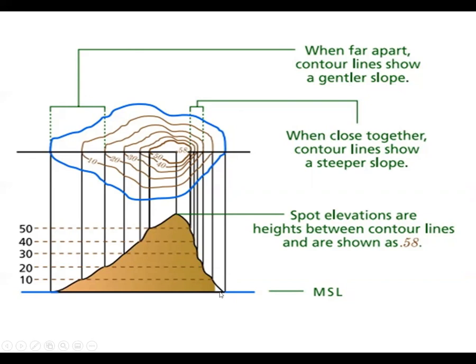Without seeing this, I know that this one is a steeper slope because when the contour lines are close together, the area has a steep slope. And when the contour lines are far apart, that means it has a gentler slope. And that's why having a topographic map with you makes your adventure safer because it tells you which route is safer to go to.